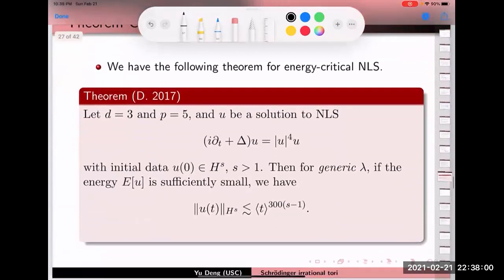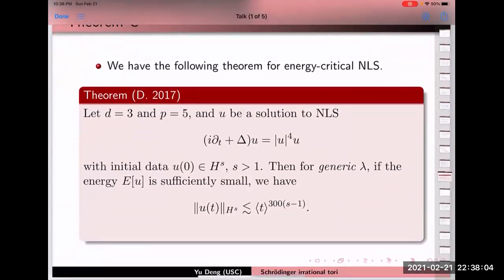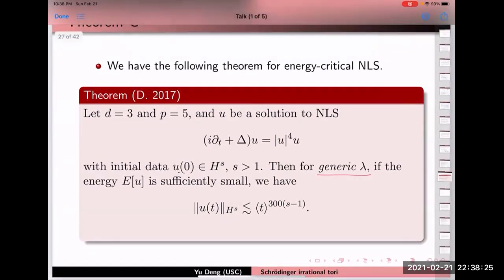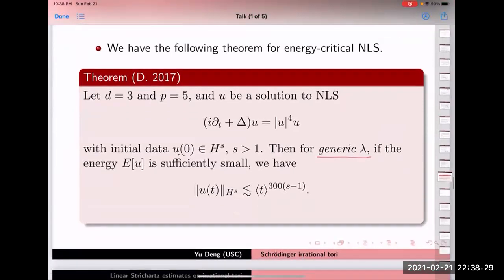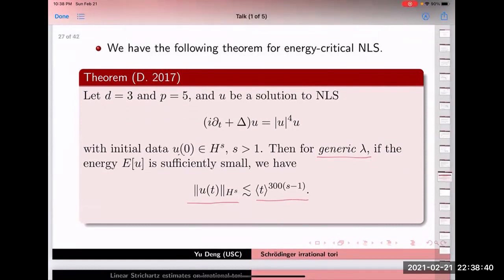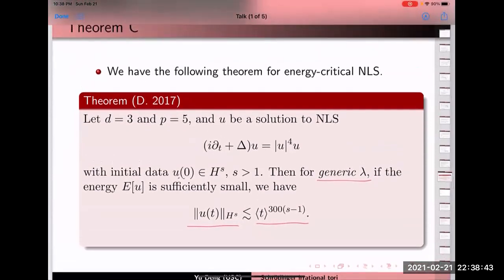Okay, so this is the result we have for the energy critical Schrodinger equation. We're considering this for 3D, p equals 5, the quintic Schrodinger equation, which is energy, or H1, critical. Suppose your initial data is in H^s, and we assume that the parameter lambda is generic and that the energy is sufficiently small. Then you have a polynomial upper bound on the growth of these high Sobolev norms, with the H^s norm being less than a constant times a polynomial power of t. This is one of the main applications of these results, which has to do with the upper bound on growth of Sobolev norms for energy critical nonlinear Schrodinger equations.